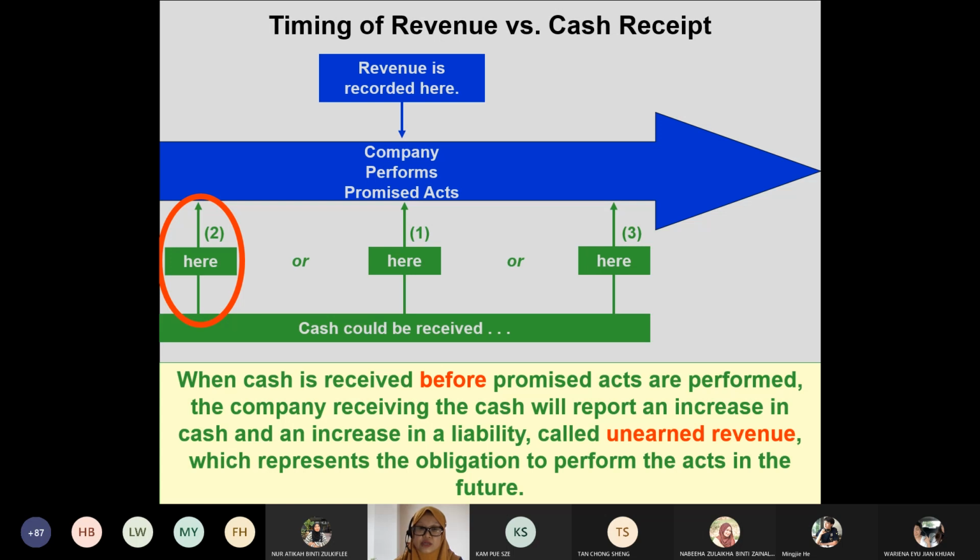Okay. So in this situation, this is the second situation, because here sometimes the customer will pay in advance. Okay, they pay in advance, which means that they pay before the company performs. Okay, for example, like the salon just now.